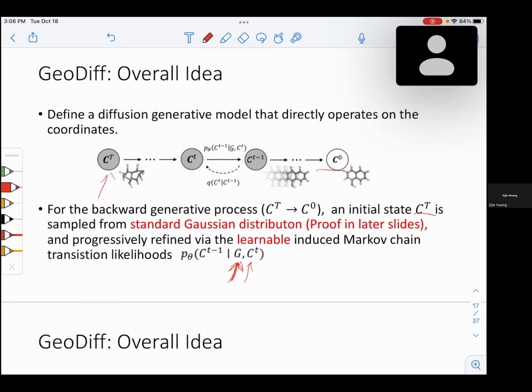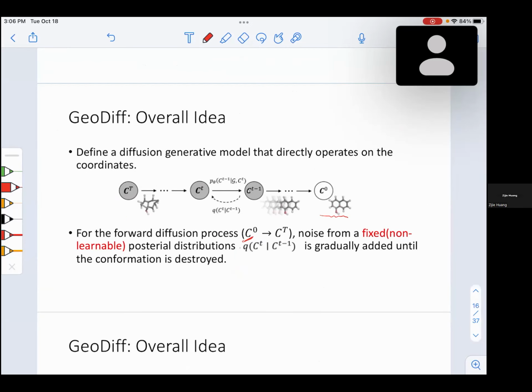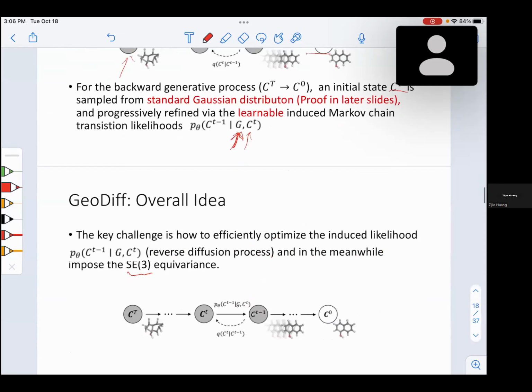So that's one thing we have when we follow the traditional approach of defining the forward process as a non-learnable, fixed procedure here.